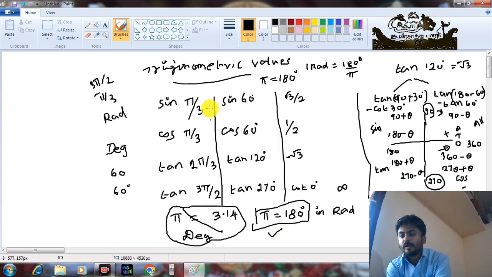So if you are interested to do sin pi by 3, simply use degree mode and use sin 60, cos 60, tan 120, tan 270. If you are using radian mode you can put pi: so sin pi by 3, cos pi by 3, tan 2 pi by 3 and tan 3 pi by 2.